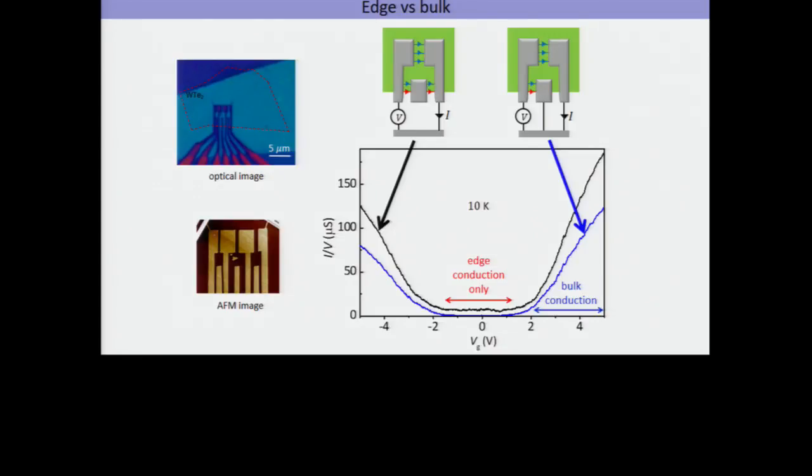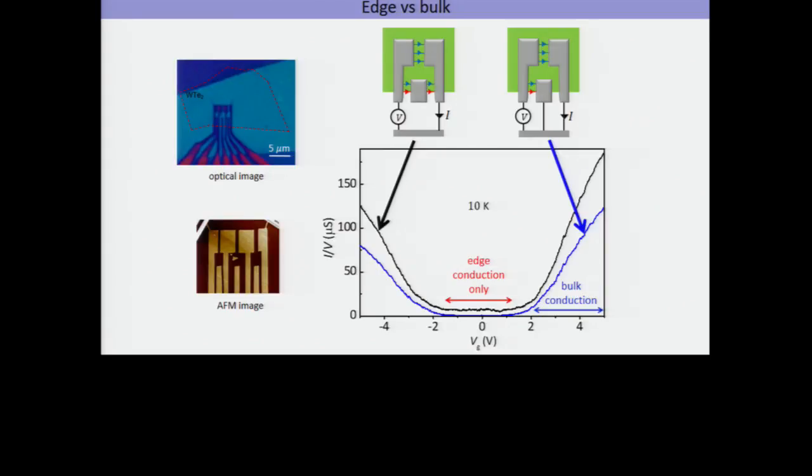Here's the experiment that we did that established, at least in our opinion, that this was really edge conduction. We made a contact geometry like this. There's a picture of the actual device. We call this a pincer geometry. We have these two pincer-shaped contacts and then one little contact in between them. They all overlap the edge. And we do two measurements and compare them.